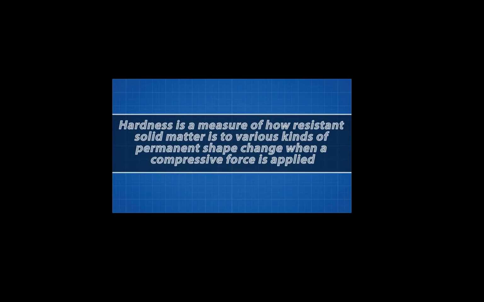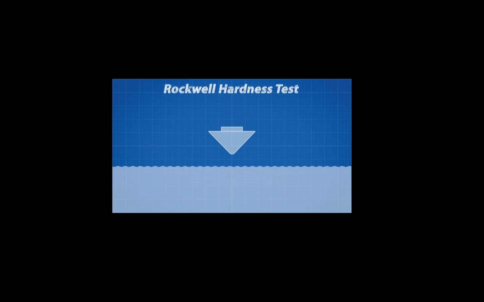The final material property I want to talk about is hardness. It is directly related to the stiffness and yield strength of the material, but it is used to describe how difficult it is to dent, scratch and abrade materials. One way this material property is measured is with the Rockwell hardness test.